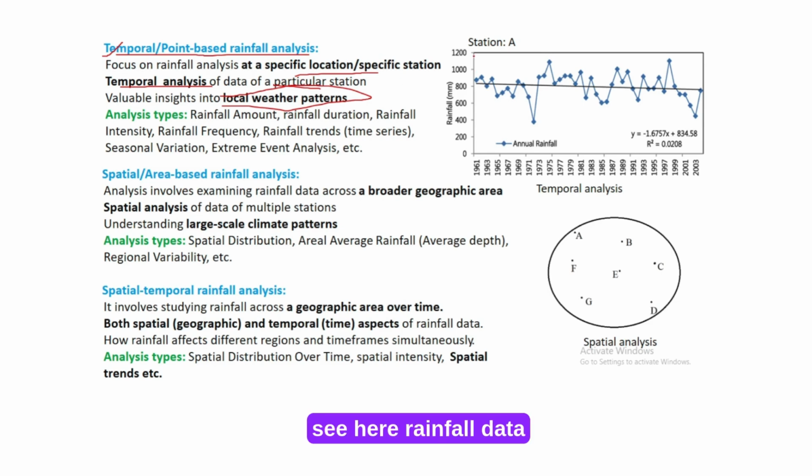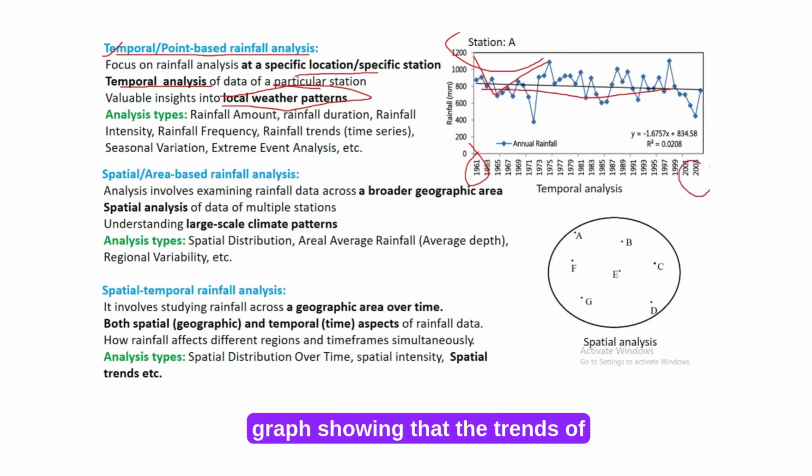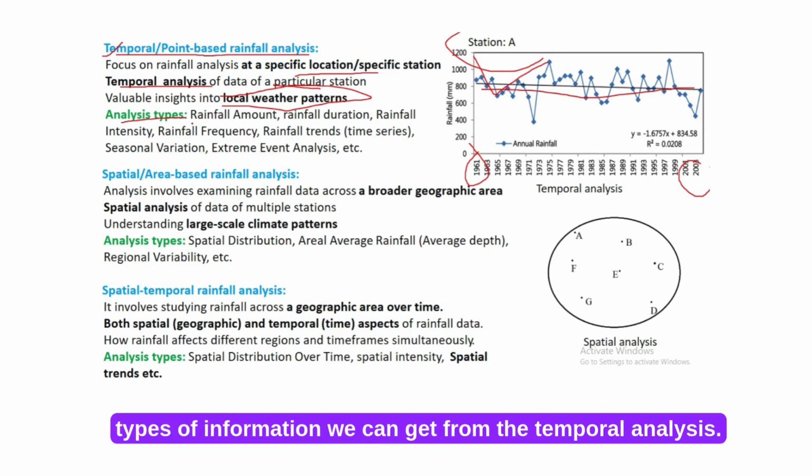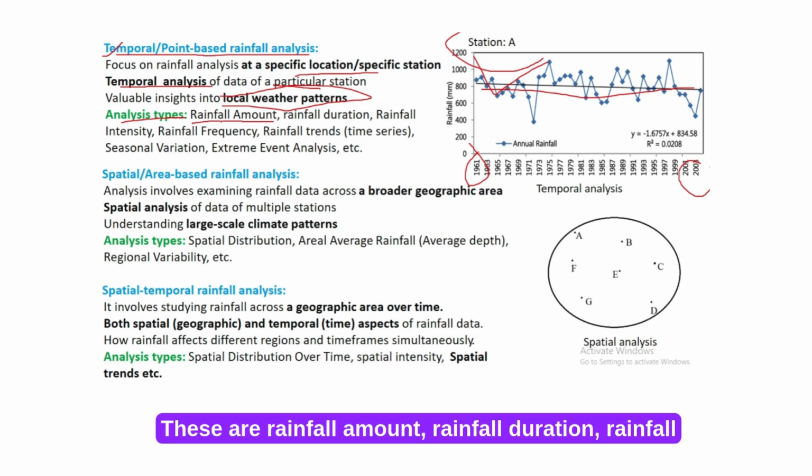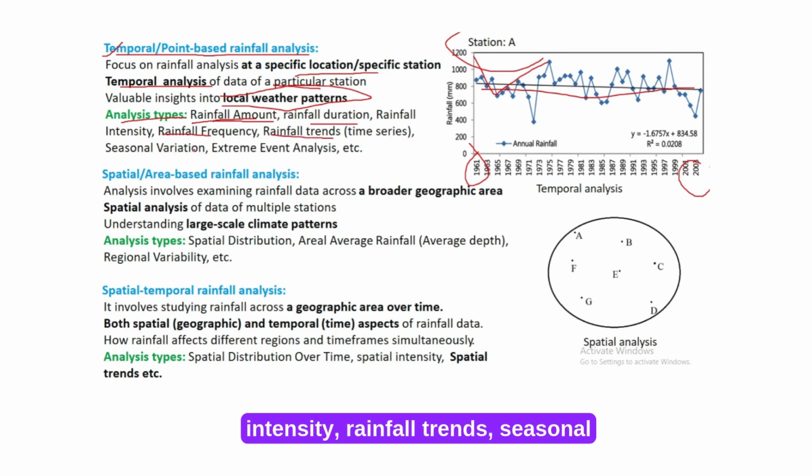On the right side, you can see rainfall data of station A from 1961 to 2003, and the graph shows the trends of rainfall. So this is the temporal analysis of rainfall. There are various subtypes of temporal analysis. Subtypes means the types of information we can get from the temporal analysis. These are rainfall amount, rainfall duration, rainfall intensity, rainfall trends, seasonal variation, and extreme event analysis. Also, there are many other subtypes.